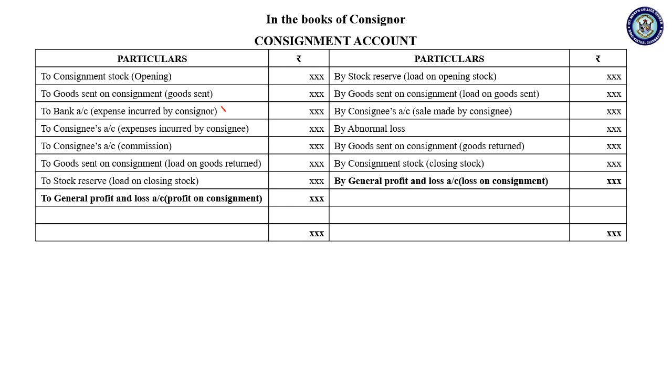If any expenses are incurred by the consignor, then you have to write "to bank", because we are preparing the account in the books of the consignor. In the consignor's book you cannot write the consignor's name, so it is "to bank".